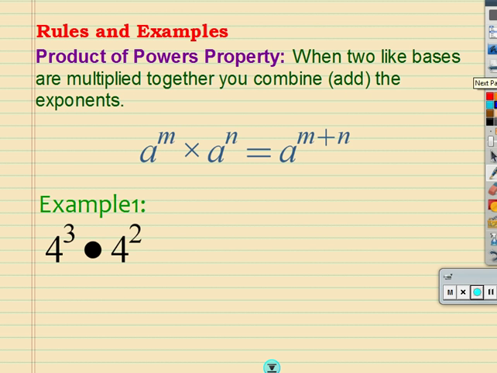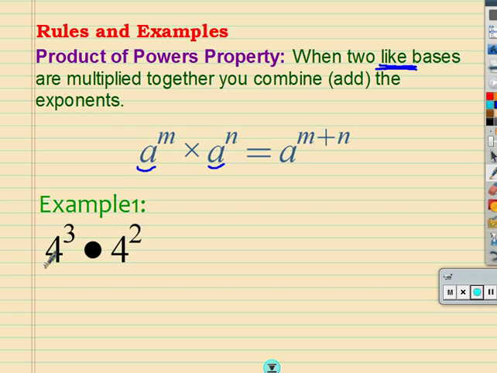Here's our first example and first rule. Product of powers property. When two like bases are multiplied together, you combine the bases and add the exponents. Here's our base, a, and I can combine the exponents by adding them together: m plus n. Let's see an example.